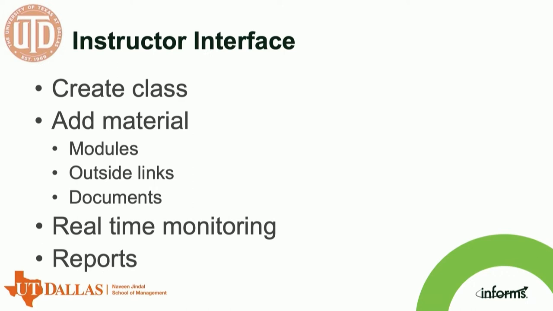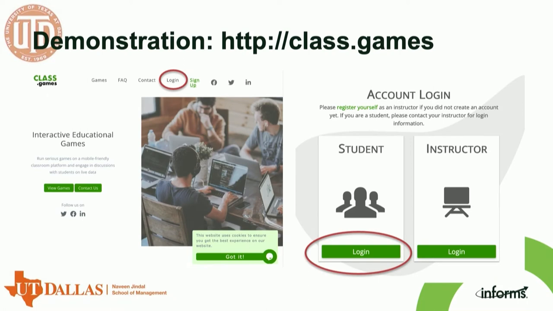Okay, so let's log into the system. You can do this on your phone. If you go to this URL, class.games, you're going to see a screen like this one, with a login at the top. When you click on the login, it gives you two options: you can log in as an instructor or as a student. Today you'll be logging in as a student, and you will see the experience that students have. So I'm going to let everybody do that. Hopefully the URL is easy to remember: class.games.